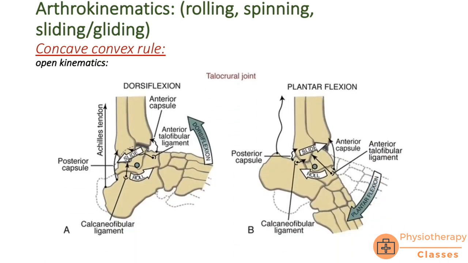During open kinematic chain, the talus will move on the tibia. So during dorsiflexion, the talus moves or rolls superiorly, and the surface of the talus slides inferiorly. Because the surface of the talus is convex, it will slide opposite to the direction of its movement. During plantar flexion, the talus rolls inferiorly and its surface on the tibia slides superiorly.